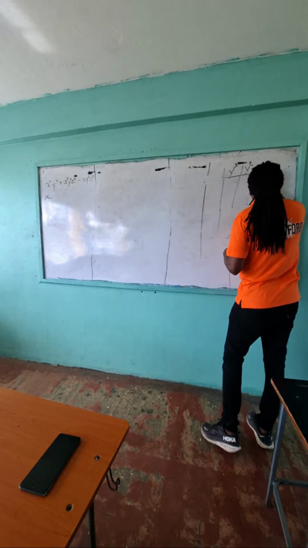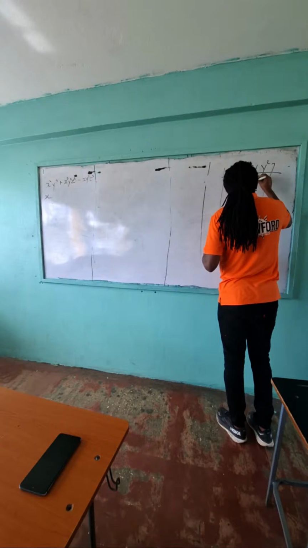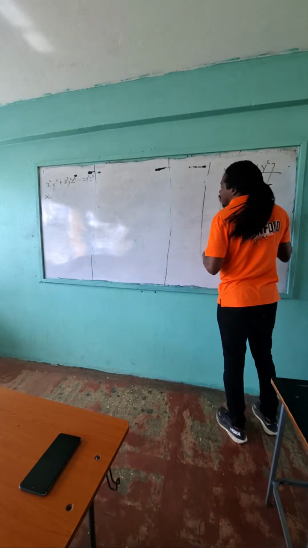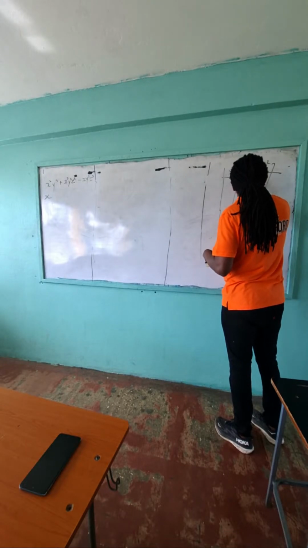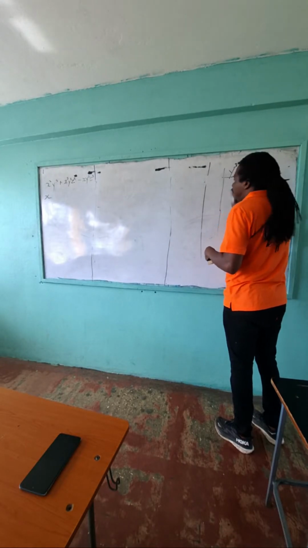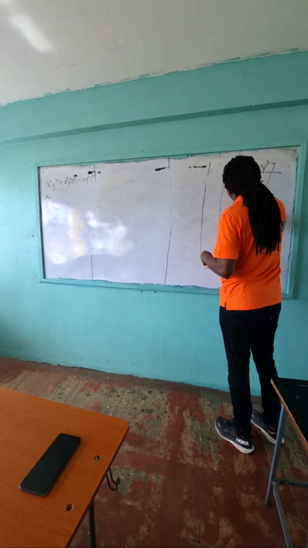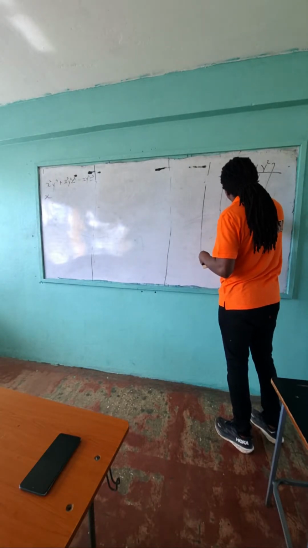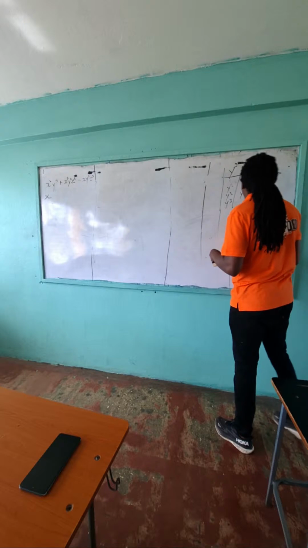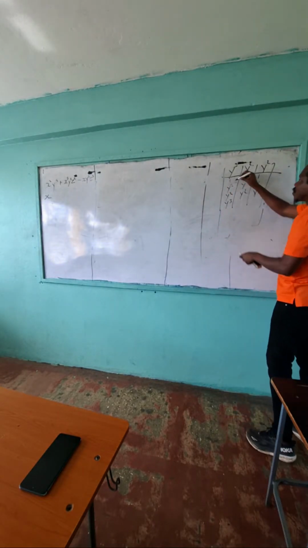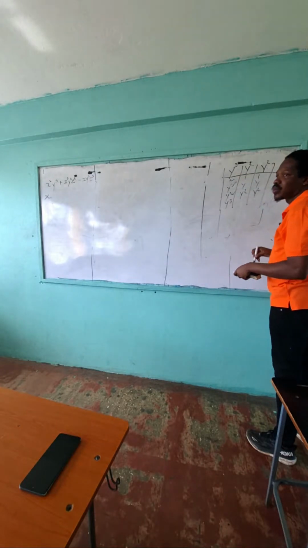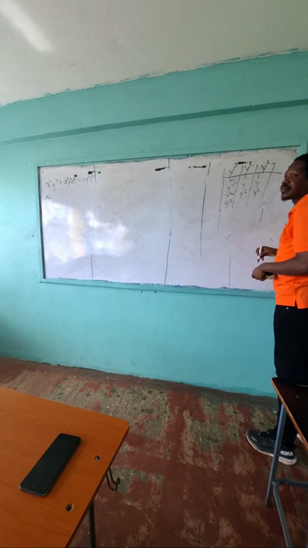What are the factors of y squared? 1, y squared. Factors of y cubed? 1, y, y squared, y cubed. Which one is common? Y squared. Oh, y. Which one is the highest? Y squared.